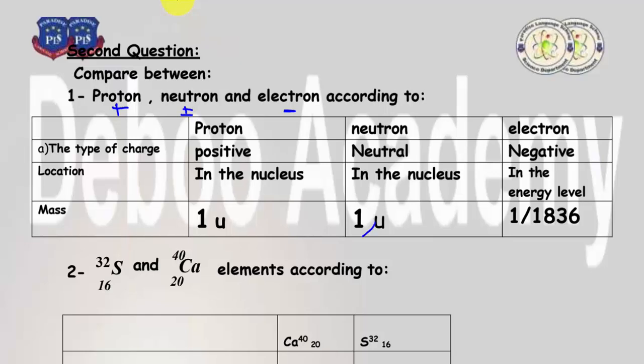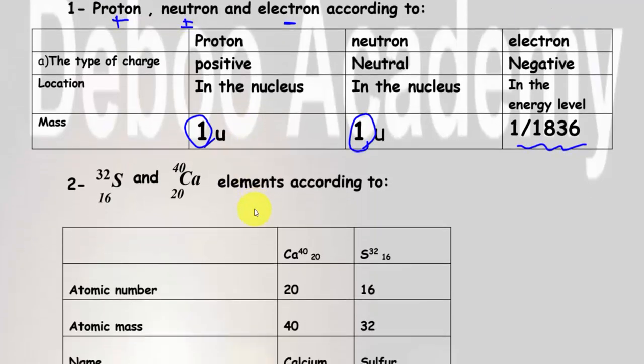Mass, here we have 1 atomic mass unit for the proton and the neutron, and here the mass is negligible, 1 over 1836. It's a very tiny mass. So the mass of the atom is concentrated in the, yes, in the nucleus.